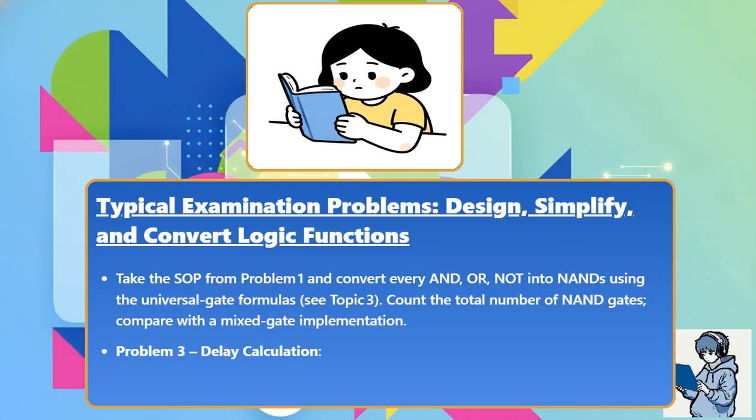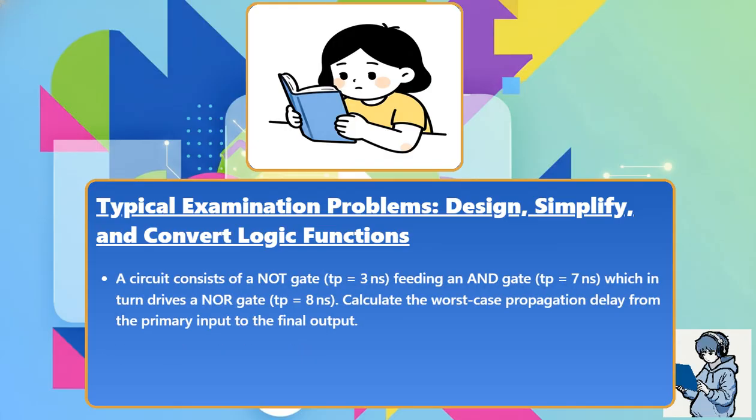Problem 3, delay calculation. A circuit consists of a NOT gate with propagation time 3 nanoseconds feeding an AND gate with 7 nanoseconds, which in turn drives a NOR gate with 8 nanoseconds. Calculate the worst-case propagation delay from the primary input to the final output. Solution: 3 nanoseconds plus 7 nanoseconds plus 8 nanoseconds equals 18 nanoseconds.